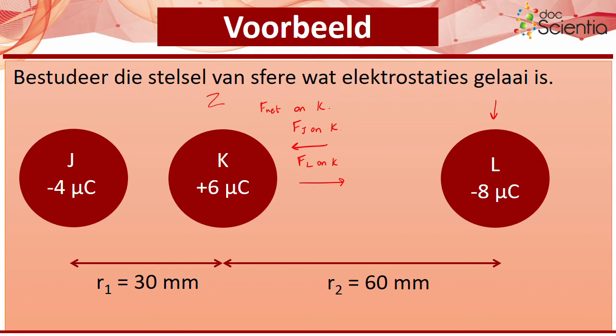So wat gaan ons dan doen? Ons gaan 'n rigting kies as positief. And we're going to say, let's say, to the right as positive. So this one will be negative and this one will be positive. And F net is la la la. And that's what we're going to do now.